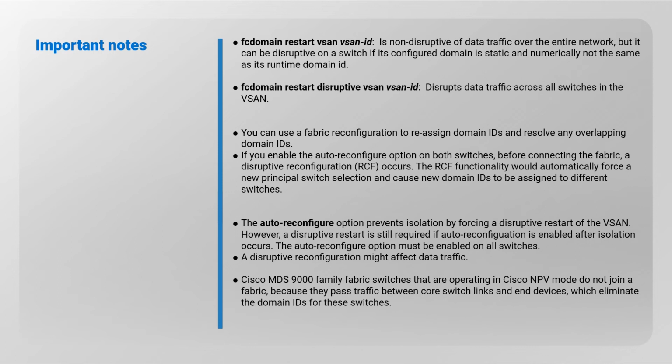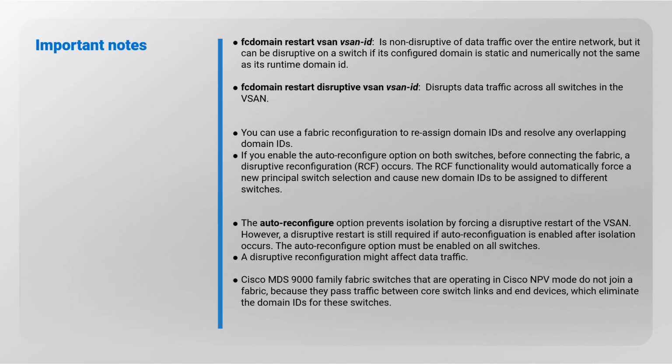You can use a fabric reconfiguration to reassign domain IDs and resolve any overlapping domain IDs. If you enable the auto reconfigure option on both switches before connecting the fabric, a disruptive reconfiguration occurs. The RCF functionality would automatically force a new principal switch selection and cause new domain IDs to be assigned to different switches. The auto reconfigure option prevents isolation by forcing a disruptive restart of the vSAN.